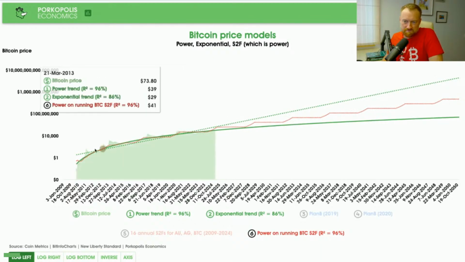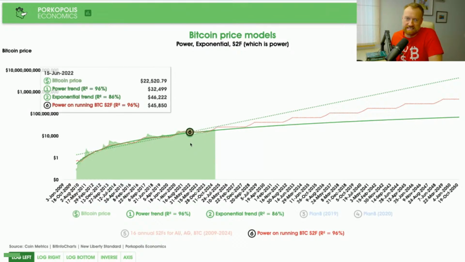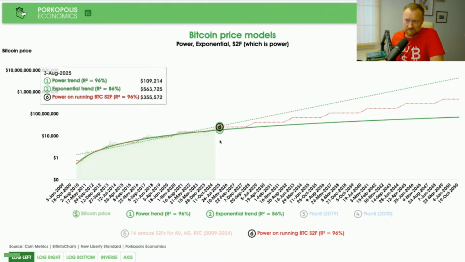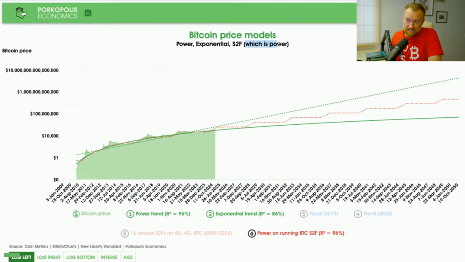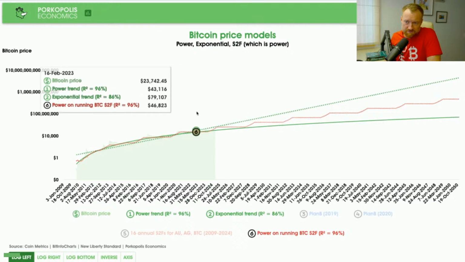So when in doubt, stick with power, in my view. I've been tracking it since 2018. Probably have now fully beat a dead horse here with the different comparisons of exponential, power, and stock to flow, which is power, although exponentially influenced by assets that have nothing to do with Bitcoin, i.e. gold, i.e. silver. Power curve is going to be your most conservative and, in my view, your best bet at the moment.